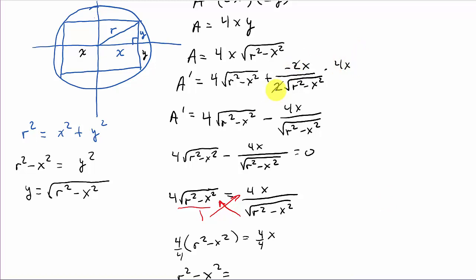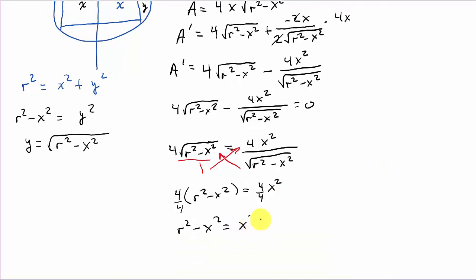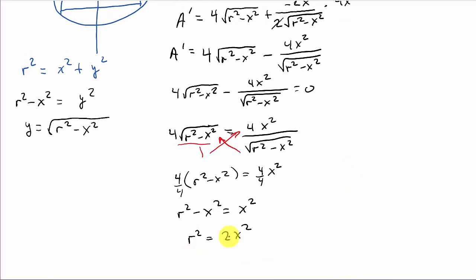Sorry about this, but I'm not going to redo the video. We're going to correct it. x times x is x squared. I caught it. There we go. So that's x squared. Move this over, I get r squared is equal to 2x squared. And so divide by 2, that's going to give me x squared is equal to r squared over 2. So x is equal to r over the square root of 2.